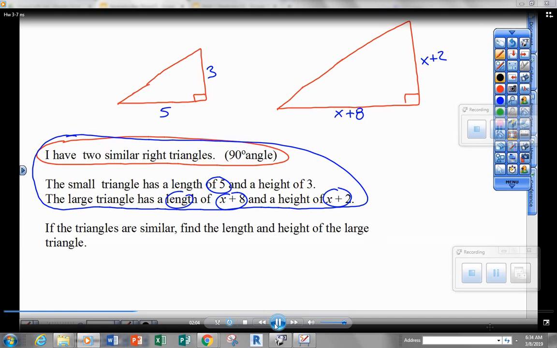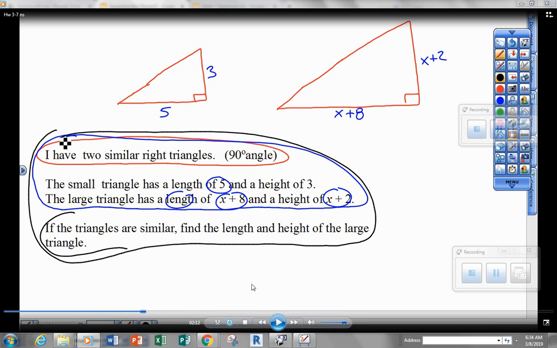So it says I have 2 similar right triangles with a 90-degree angle. The small triangle has a length of 5 and a height of 3. The large triangle has a length of x plus 8 and a height of x plus 2. If the triangles are similar with the same proportions, these proportions are all going to be the same, find the length and the height of this big triangle. So I'm going to have to algebraically solve this for x and then plug it back in and find how long each of these pieces is to solve this problem all the way.